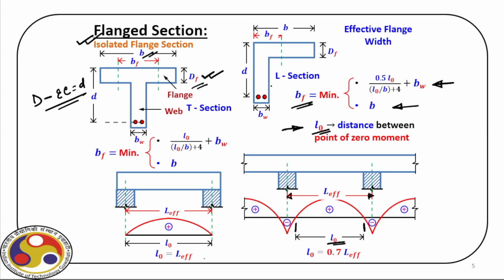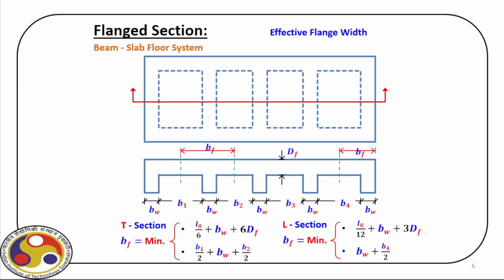Now, these are isolated flange sections. Let us see a different configuration. Here what we have is a slab supported over these beams. So these are the beams, center lines of the beams. And then if we take a cross section, say this is XX, this section is shown here. So this is the section.